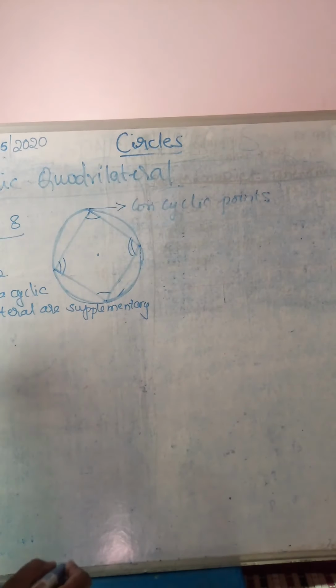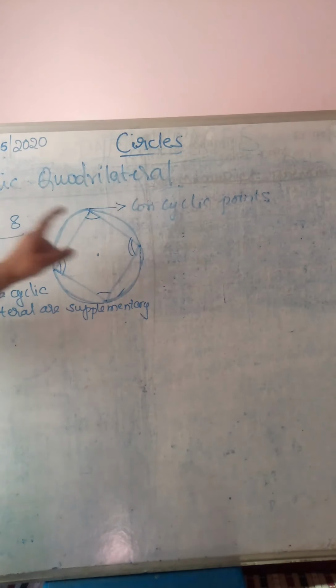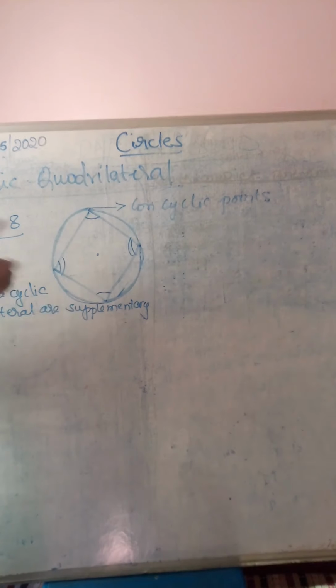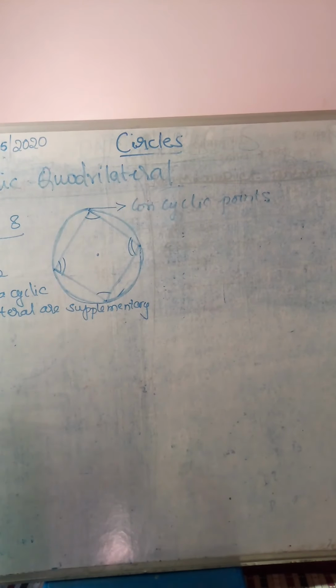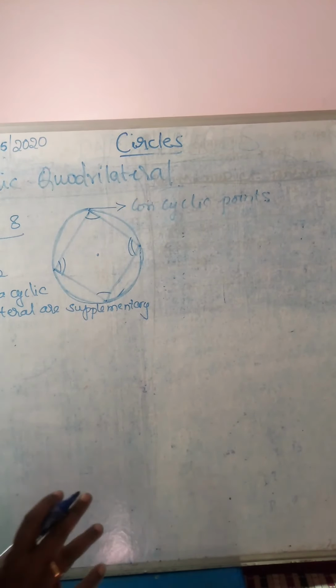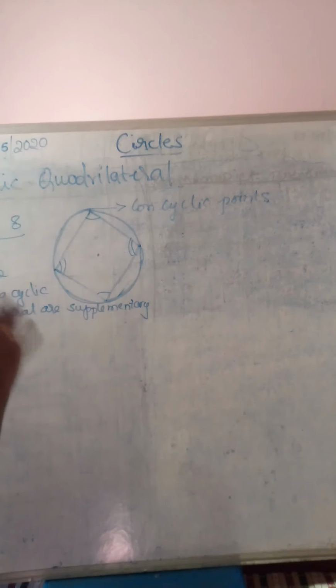Now we need to prove this, and you should remember this statement also. The opposite angles of a cyclic quadrilateral will be equal to 180 degrees. Even during construction I taught you this. The opposite angles of a cyclic quadrilateral, or any quadrilateral, are supplementary. Now how are we going to prove that?